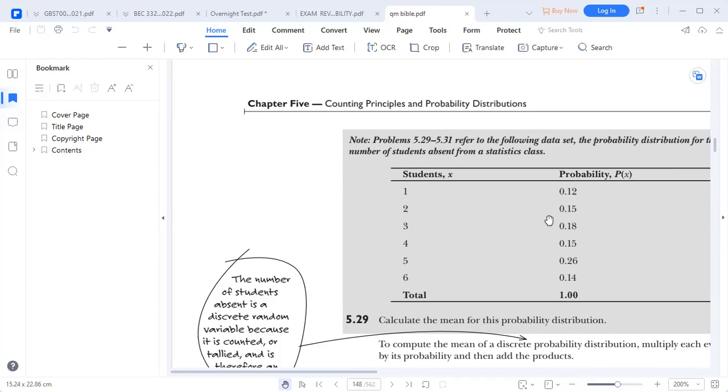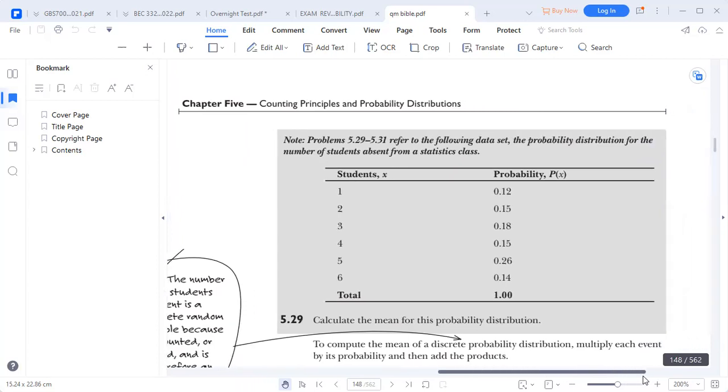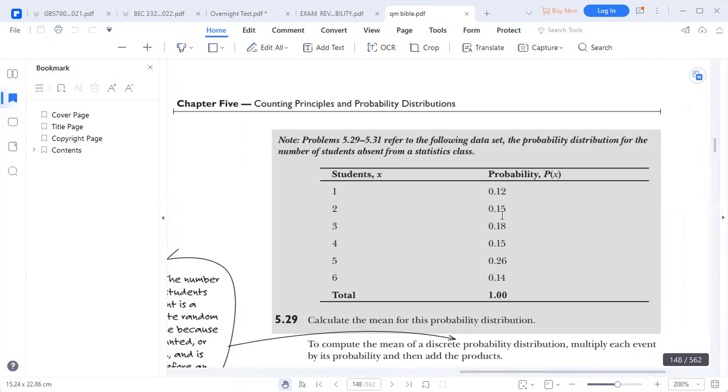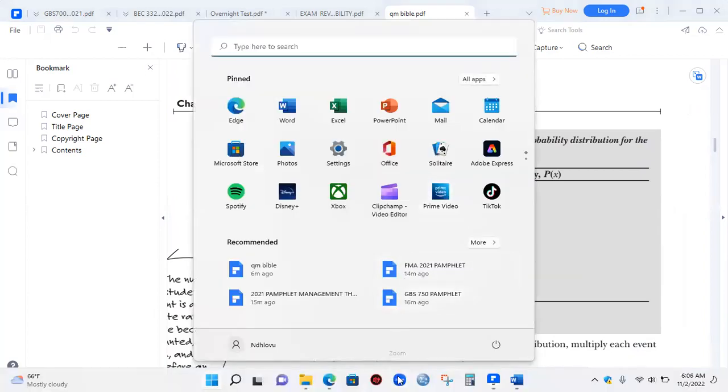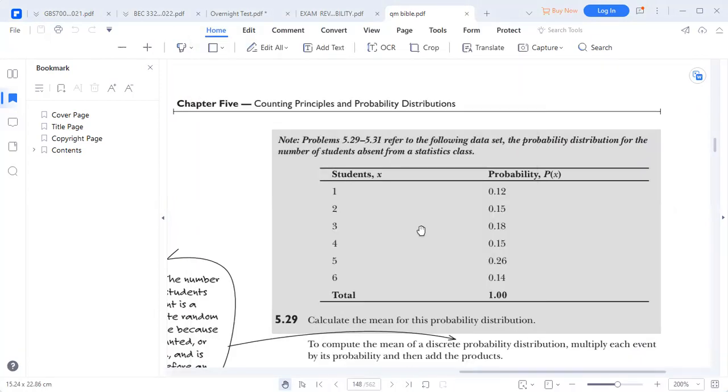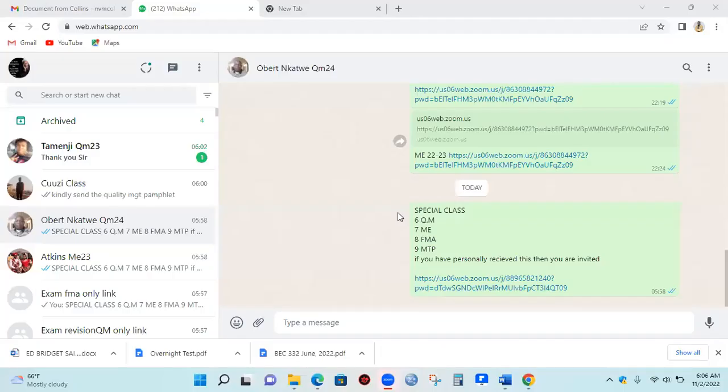So we're given this example where we're given a number of students who are absent from a statistic class. We have 1, 2, 3, 4, 5, 6, and the probabilities should always add up to 1 as given below. So we're being asked to calculate the mean. With this very question, these are 3 questions. I need you to try one of them. Let me be as basic as I can.